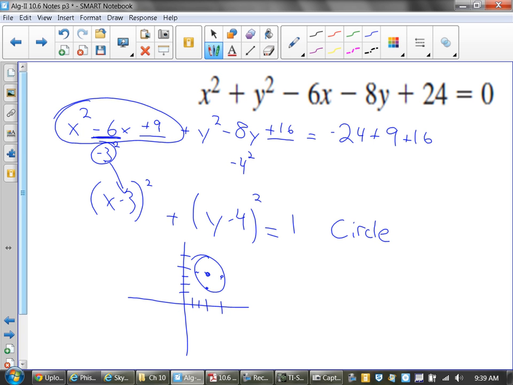Yes, sir? How do you find the radius? Oh, just square root it. It equals r squared. Yeah. So what if it didn't equal 1?